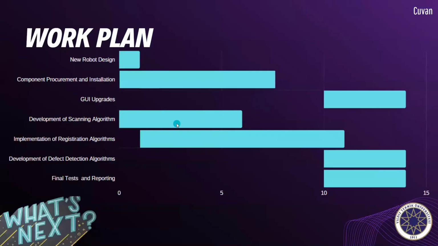Now you can see our work plan here. After the scanning and registration algorithms, we need to update the first version of the user interface. At the same time, we have the necessary infrastructure for the defect detection application, and finally, our final test and report come after that.